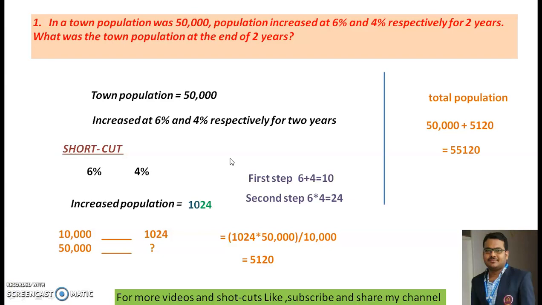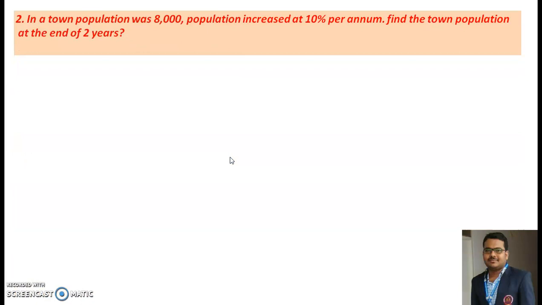Let me consider second example. So this is the second example problem. In a town, population was 8,000. Population increased at 10% per annum. Find the town population at the end of 2 years. In this question, we have to calculate what is the total town population after 2 years.